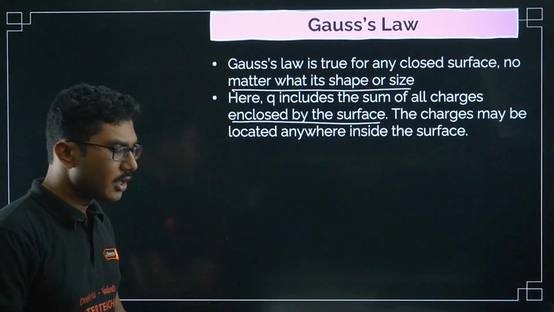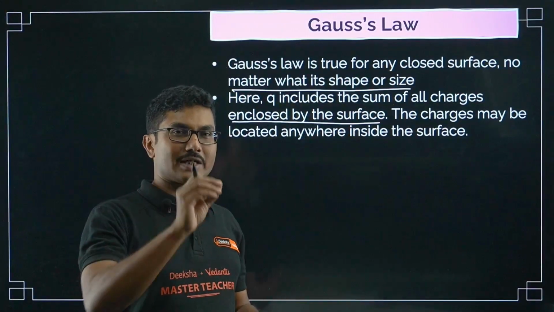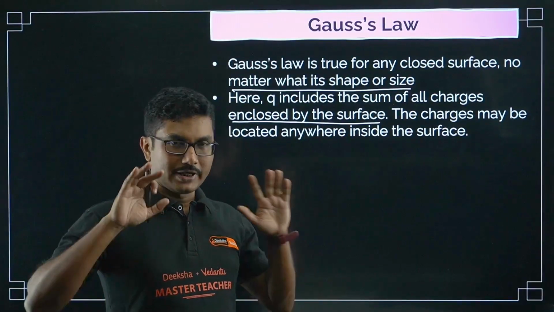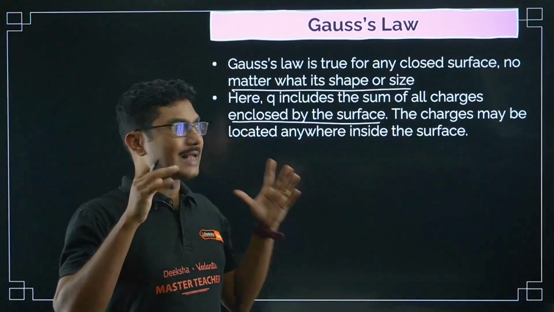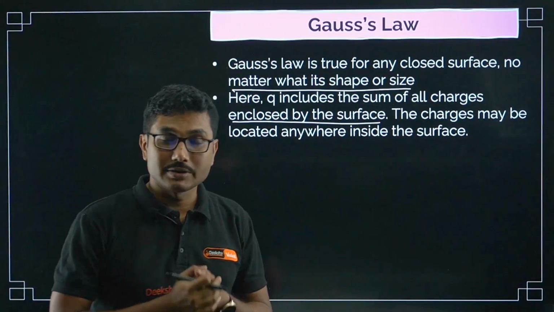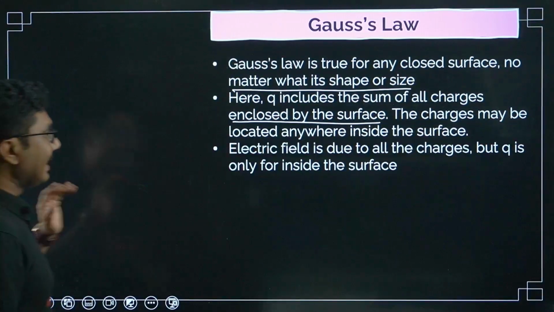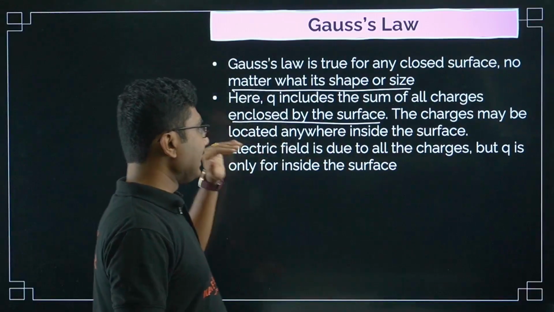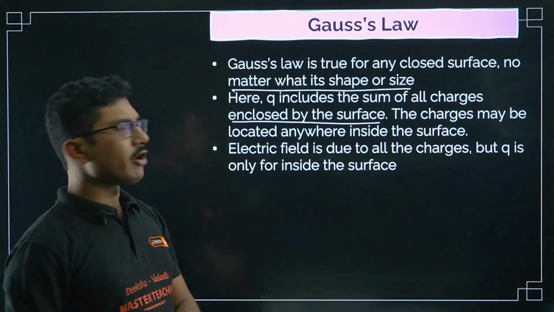Whenever we are talking about Gauss's law, students say that it's a sphere having a charge at the center. It can be any shape or any size. It does not matter. It can be a scattered charge as well, but as long as it is within the boundary of the surface, Gauss's law is valid. Okay? Electric field is due to all the charges, but Q is only for inside the surface.